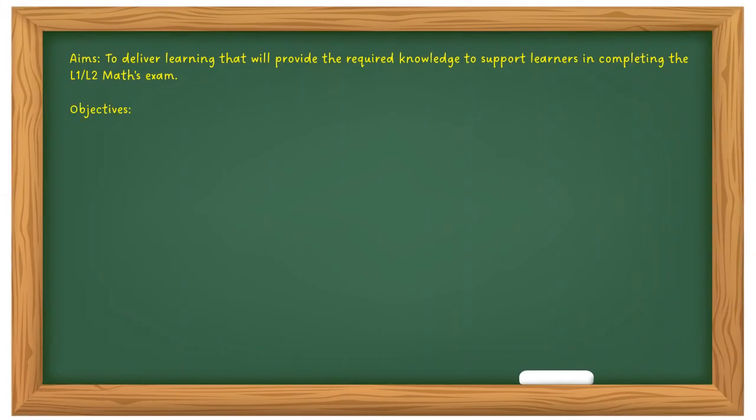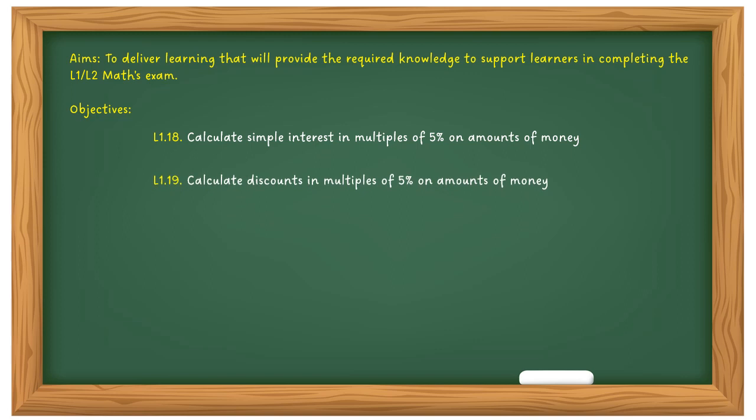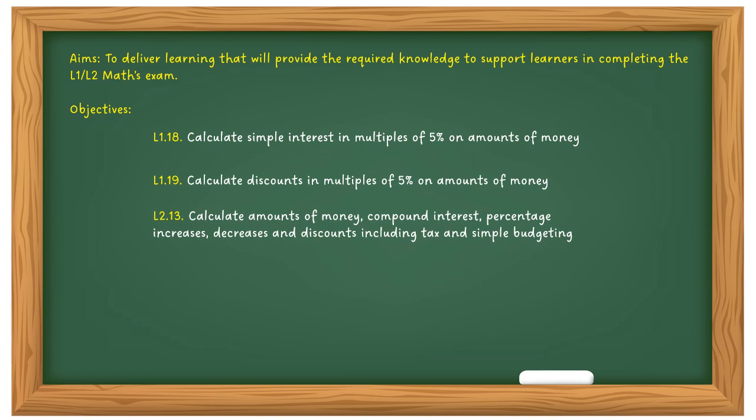Now the objective of this session is to calculate simple interest in multiples of 5% on amounts of money, calculate discounts in multiples of 5% on amounts of money, calculate compound interest, percentage increases and decreases, and discounts including tax and simple budgeting. And finally, calculate using compound measures including speed, density, and rates of pay.